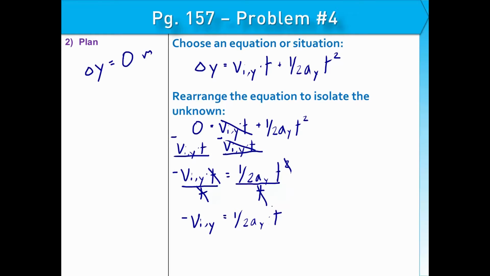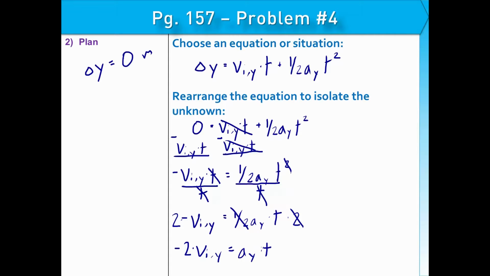Now I have to isolate this time. I'll go ahead and multiply both sides by 2. So I'll get rid of this 1/2 right here. So 1/2 and 2 cross out when they multiply. On the left hand side, I'll be left with negative 2 times initial velocity in y is equal to acceleration y times time then.